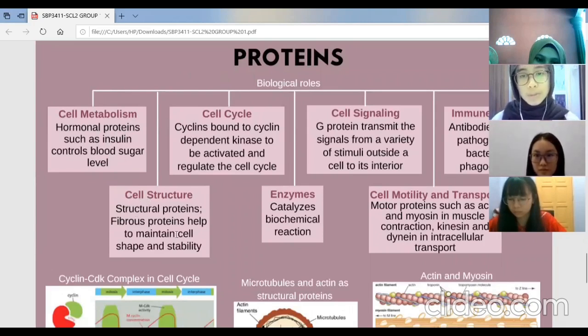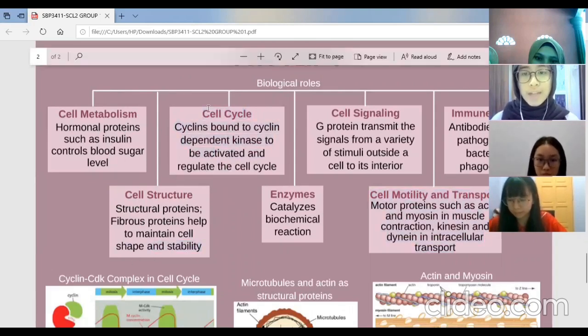The next one is that protein is also involved in maintaining the cell structure, as fibrous proteins such as microtubules and actin filaments in the cytoplasm help to maintain the shape and stability of the cell. Next, protein also regulates the cell cycle. Cyclin, which is a type of protein, will bind to the cyclin-dependent kinase to form a cyclin-CDK complex so that it can activate and regulate the cell cycle.